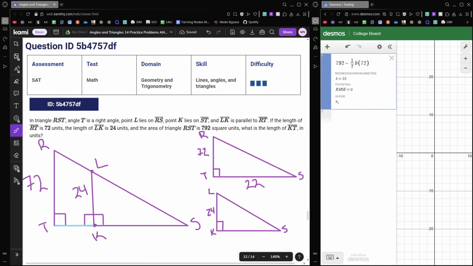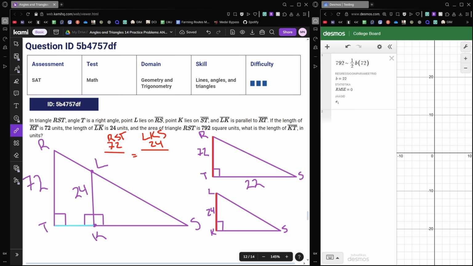Alright, now in similar triangles, the sides are proportional, but to find out which side is proportional to what, you want to follow the rule that the shortest side goes with the shortest side. So here in the top triangle, the shortest side is this side right here, and then in the bottom triangle, the shortest side is this side. That means that 72 is proportional to 24. Let's go ahead and set up a little proportion. The left side can be the top triangle, RST, and the right side can be the bottom triangle, LKS. In the numerator will be the shortest side, so that's going to be 72 and 24.